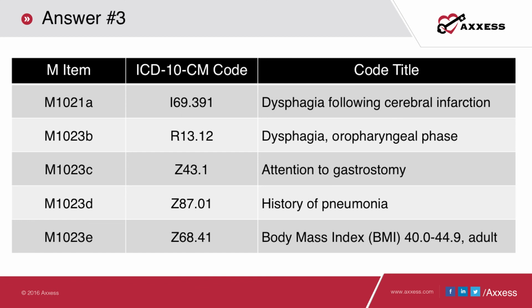I69.391, you'll see guidance telling you to specify what stage of dysphagia. So R13.12 is specific for the oropharyngeal phase of dysphagia. We then use Z43.1 because we are actually providing gastrostomy care in this case. It's attention to and not status. Then we have a history of pneumonia, Z87.01, and then we also have a BMI code for 40 to 44.9 in an adult, which is Z68.41.